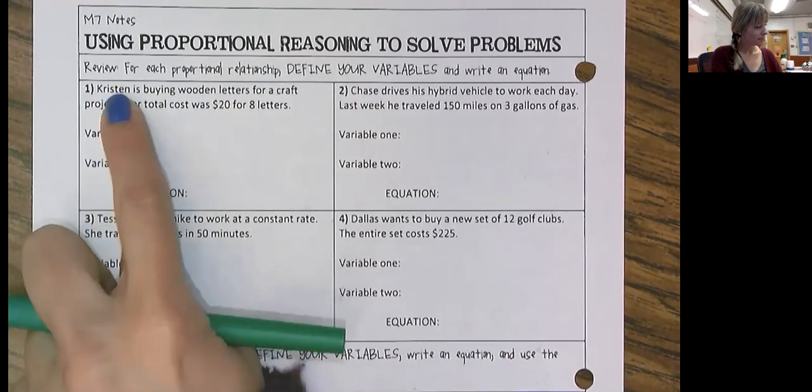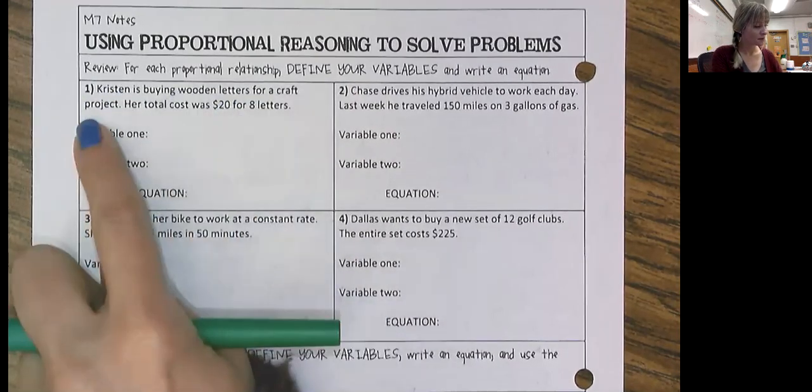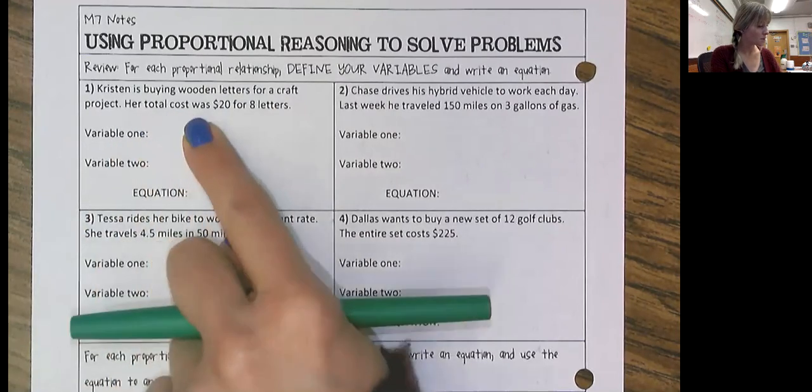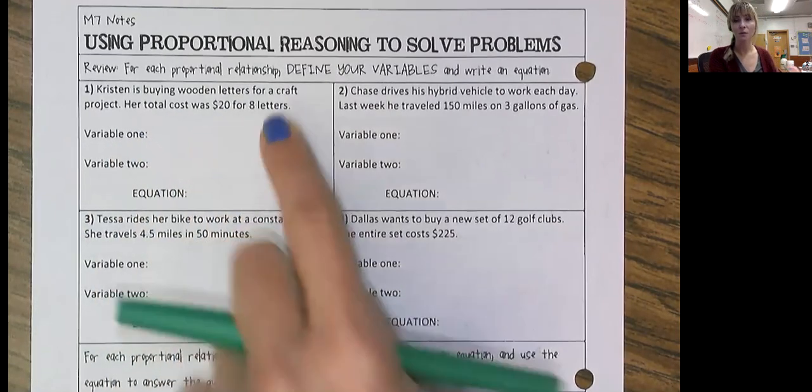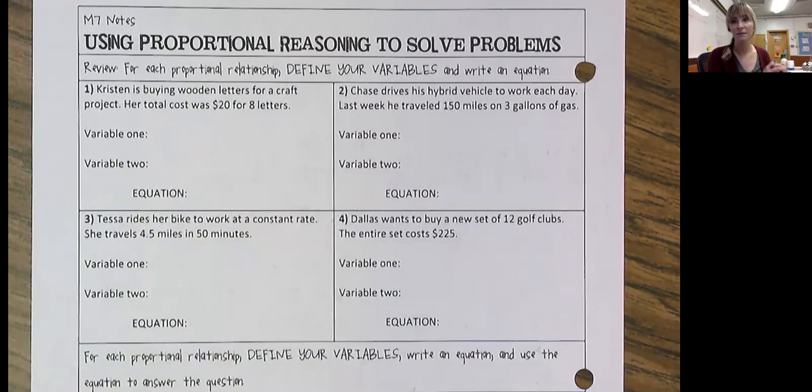Number one, Kristen is buying wooden letters for a craft project. Her total cost was $20 for 8 letters. So notice in this scenario, that's all it tells me. It gives me one pair of information. And that's why this is a review, because that's like what we did last standard.